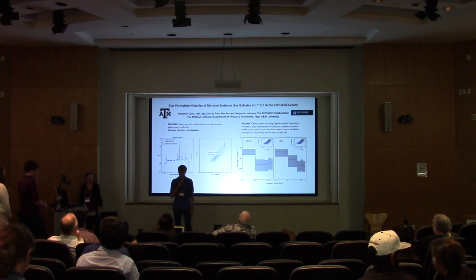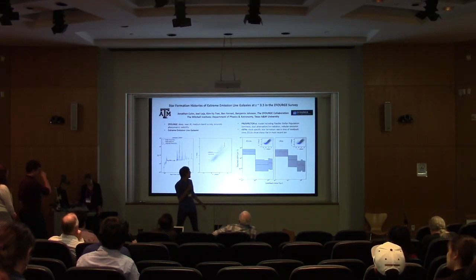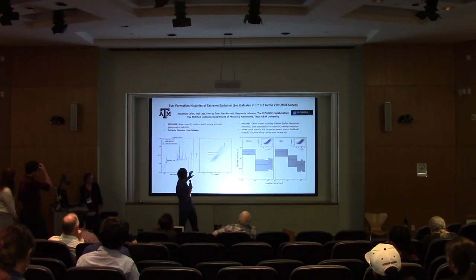Hi, my name is Jonathan Cohn. I'm a second-year grad student at Texas A&M University. And so I'm working on star formation histories of extreme emission line galaxies.